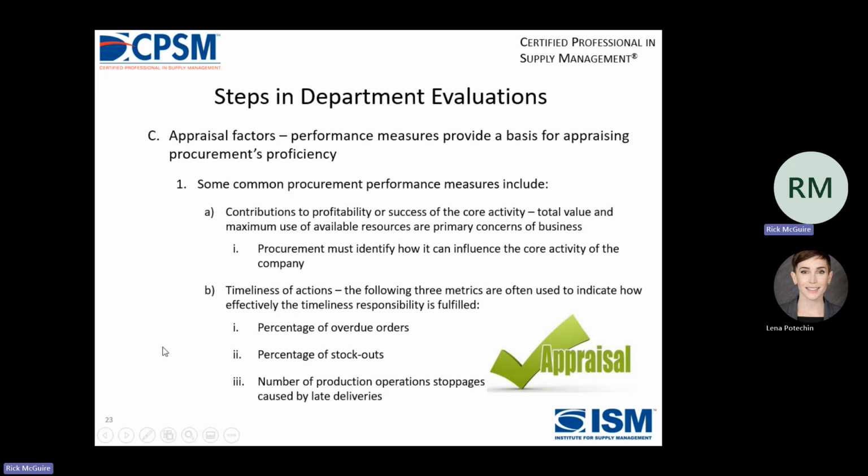Timeliness of actions. The following three metrics are often used to indicate how effectively the timeliness responsibility is fulfilled. Percentage of orders overdue off of PO dates, percentage of stock outs at the production line, number of production operation stoppages caused by late deliveries. That's kind of related to stock outs, also measured at production line.